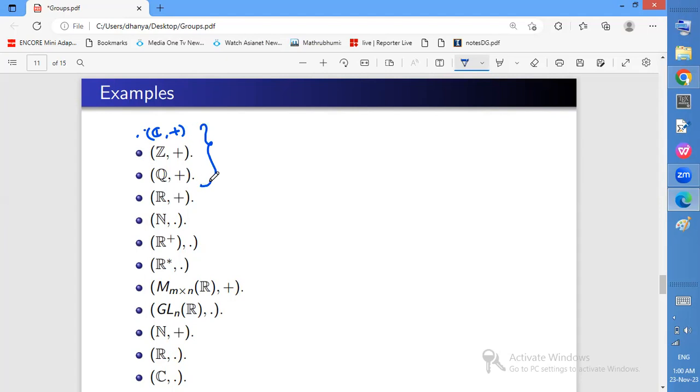When considering these four sets, I will check the conditions for group in a single step because they behave in a similar manner. So what do we have to check? First we have to check the closure property. And second, we have to check the associativity of the binary operation. Then we have to check the existence of identity.